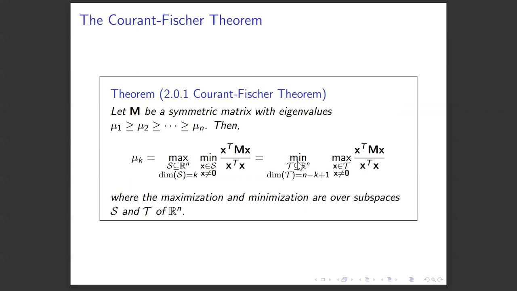And the dual problem, I can say that, so it's a min max problem. In this min max problem, you can see that it also has the subspace T. But since the min max changes, the dimension also changes to n minus k plus one. Okay, so I will introduce this theory.